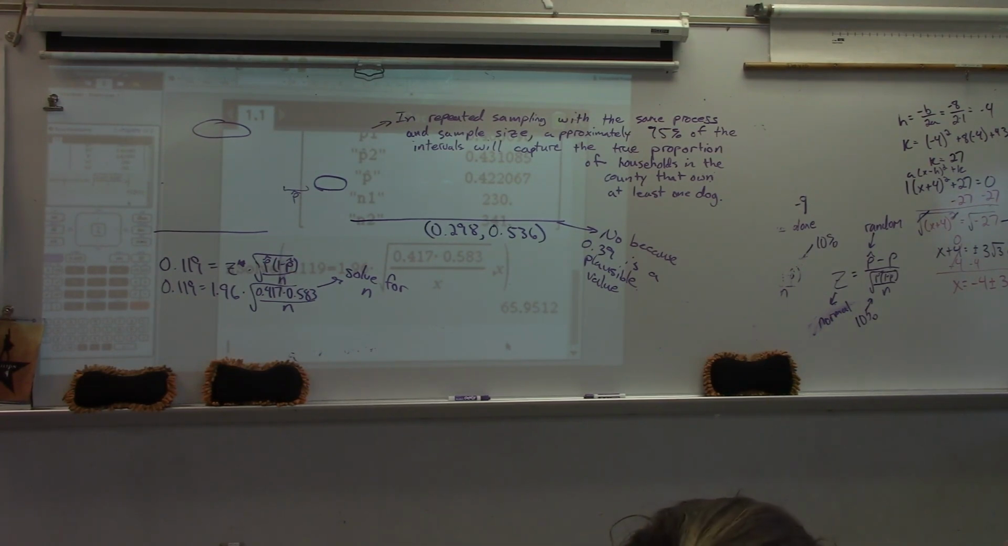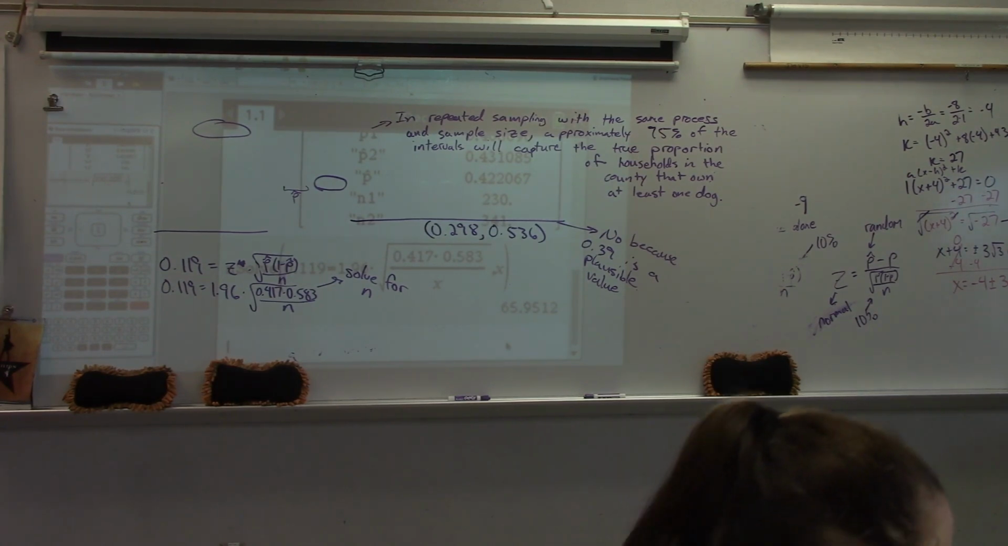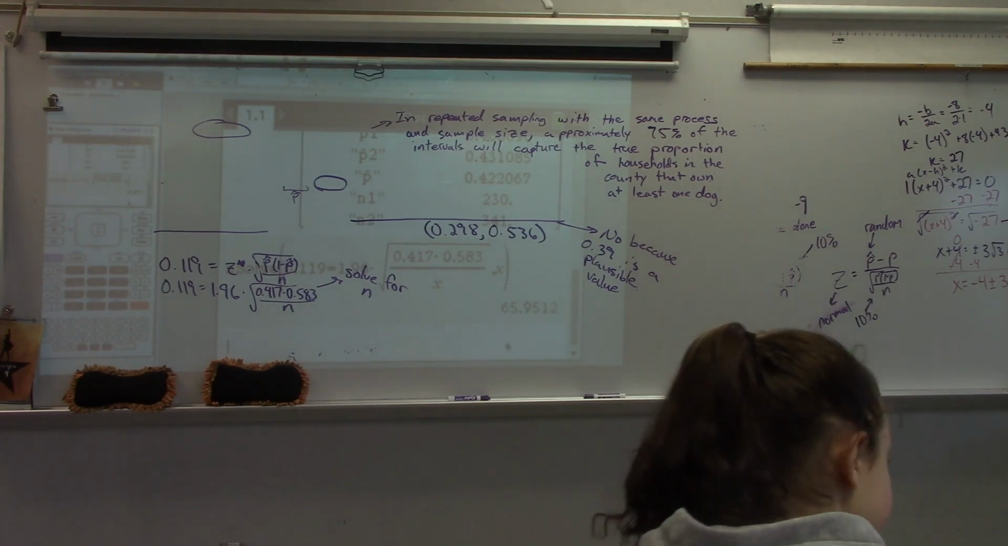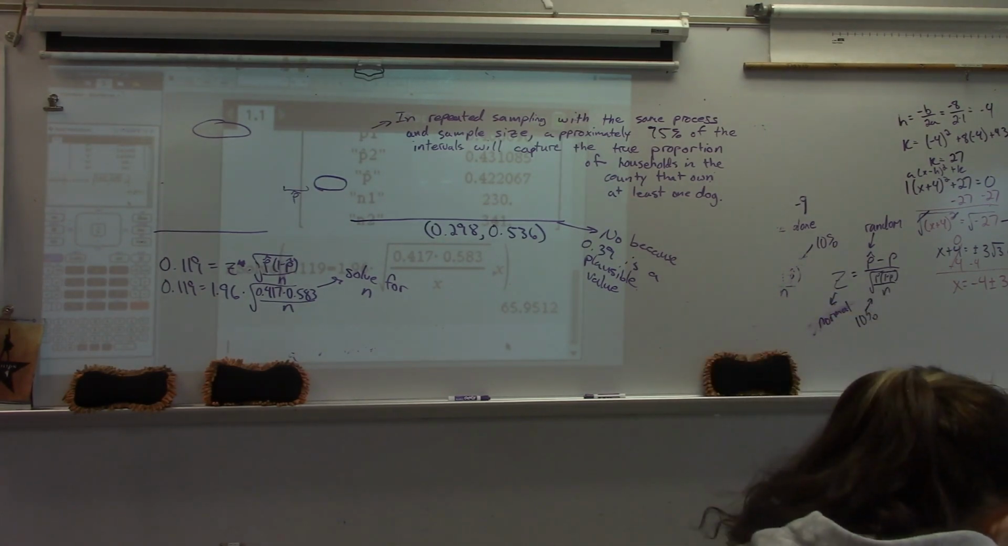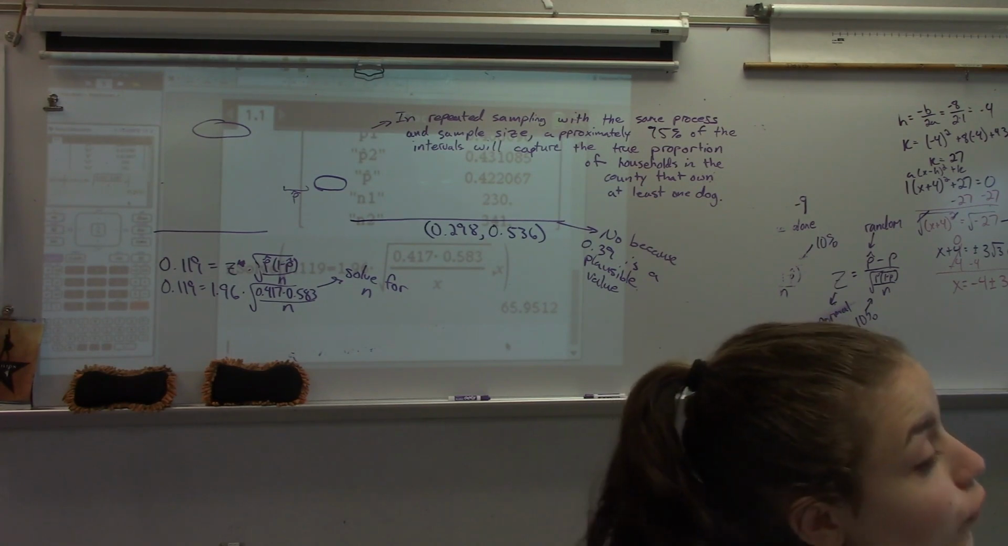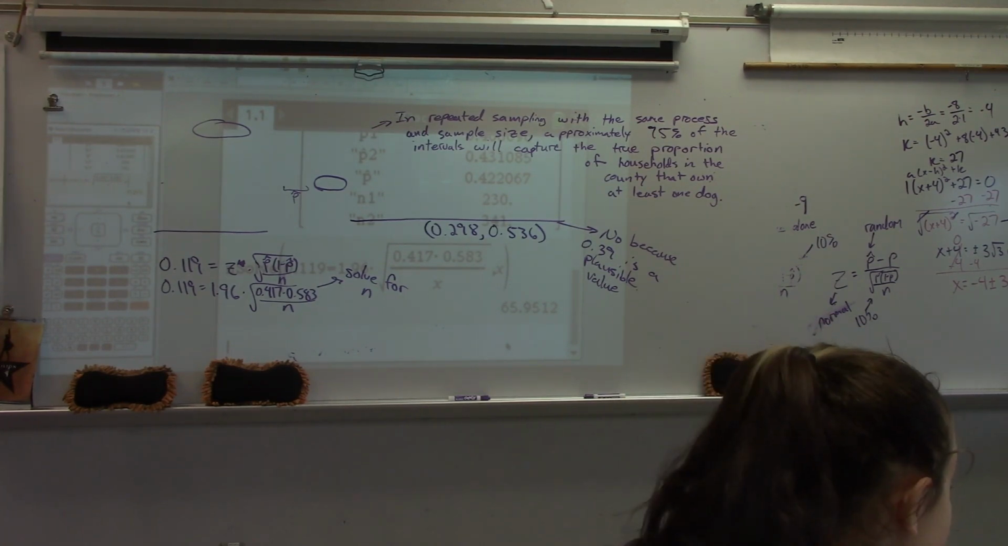So my sample size was probably what? 66. So you have to make sure that the comma x is underneath. So your comma x is underneath the square root, meaning outside.